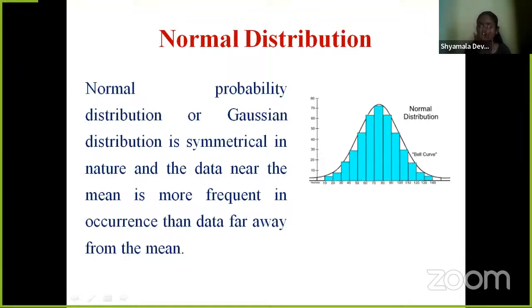But a normal probability curve is symmetrical in nature, and the data near the mean is more frequent in occurrence than data far away from the mean. So this is the center point. Here more values will fall under the mean value and towards the center than at the extreme ends. Towards the extreme, only very few values will fall, and in the middle, most of the values will fall near the mean value.